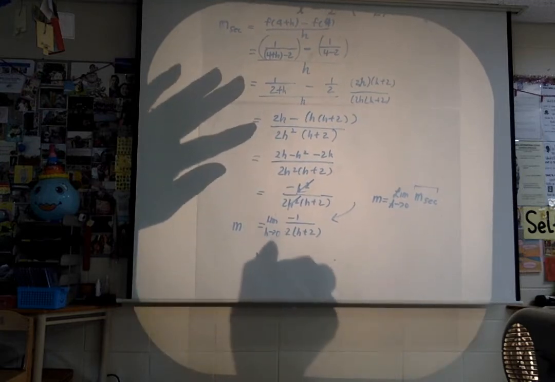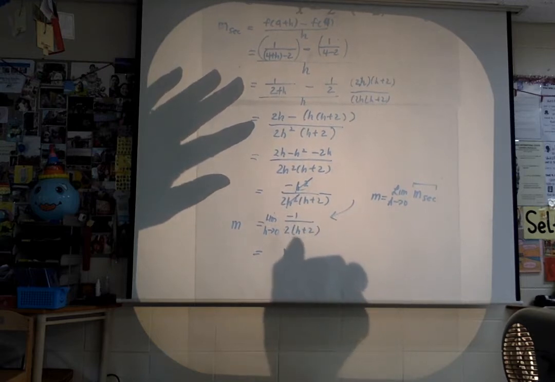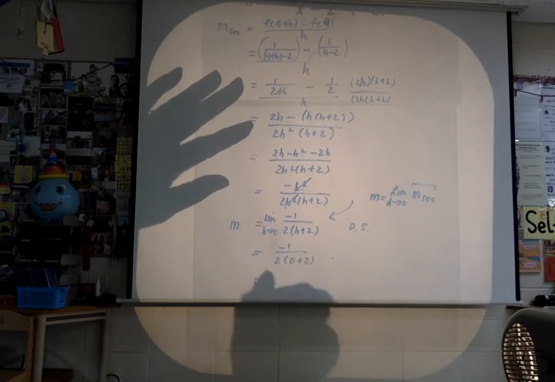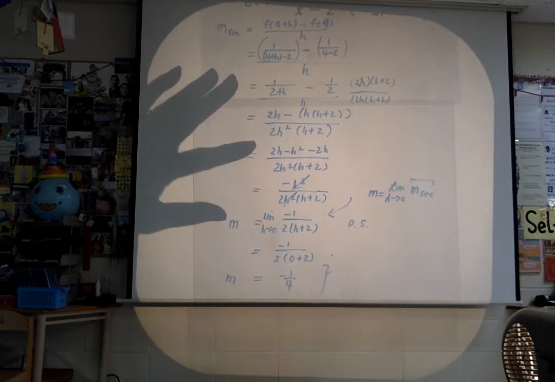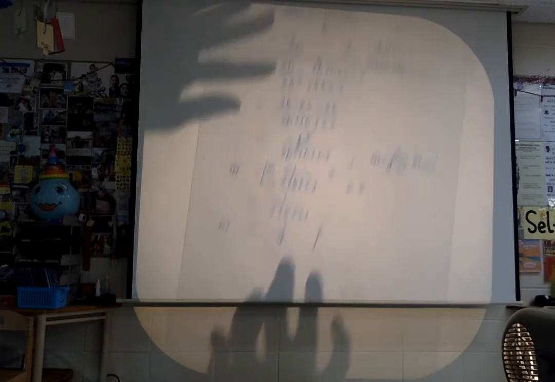All right, now let's take the limit as h goes to 0. So now plug it in. You're pretty much plugging it in. I get negative 1 over 2, direct substitution, 0 plus 2. And what are you left with? Negative 1/4. And that, ladies and gentlemen, is the slope of our function at 4, 1/2.